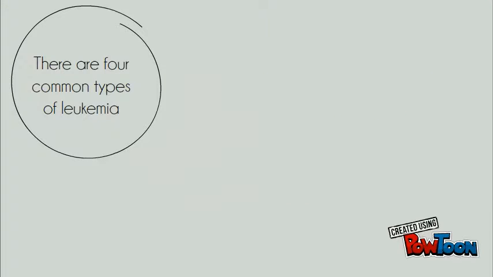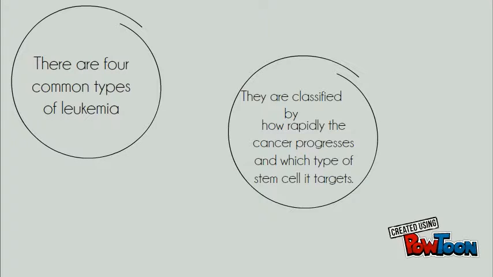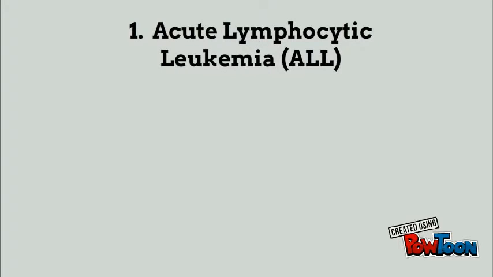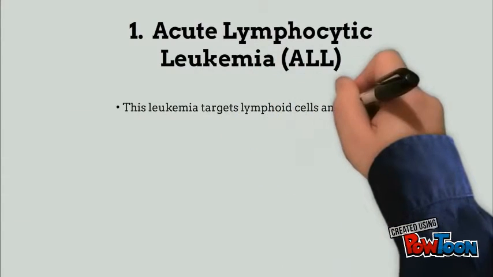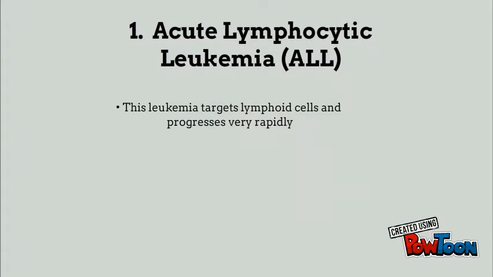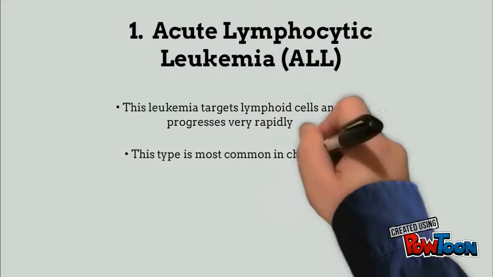There are 4 types of leukemia that are the most common. They are classified by how rapidly the cancer progresses and which type of stem cell it targets. The first type of leukemia is called acute lymphocytic leukemia, or ALL. This leukemia targets lymphoid cells and progresses very rapidly. This type is most common in children.